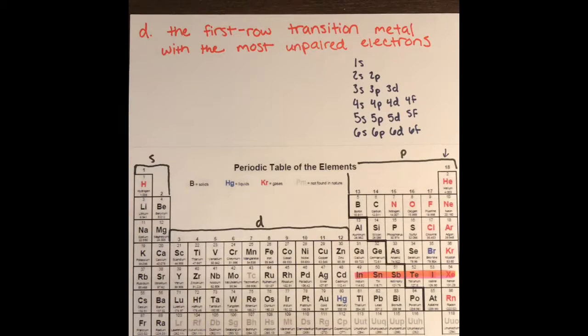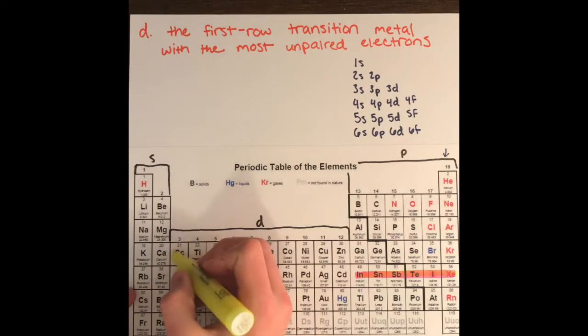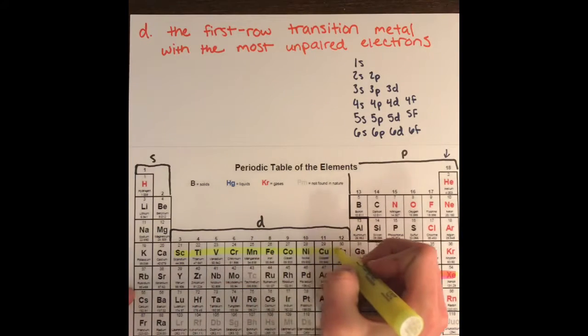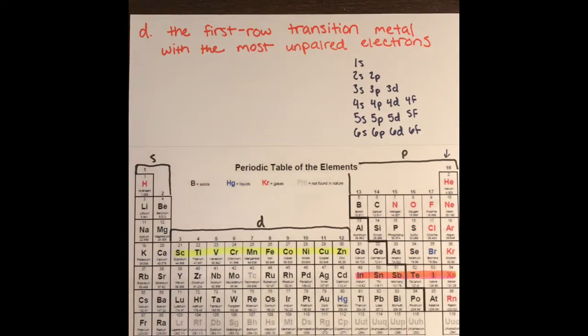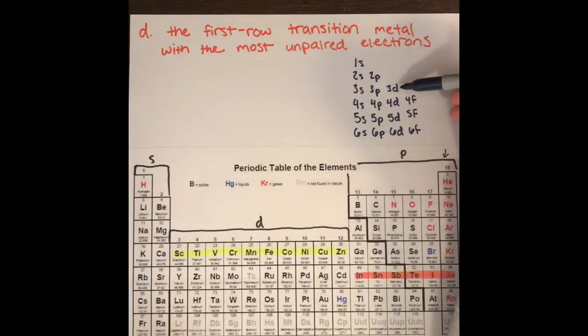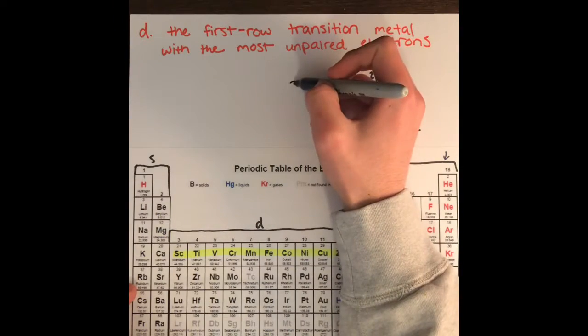D. The first row transition metal with the most unpaired electrons. Okay, so lastly, here we are asked to find the first row transition metal with the most unpaired electrons. Immediately, we know that it is in the 3rd quantum level and it must have a d block subdivision, because we are told it is in the first row of the transition metals. So looking at the periodic table, first row of transition metals is right here. And it is in the 3rd quantum level. See that here. So we know that it's going to end in 3d.